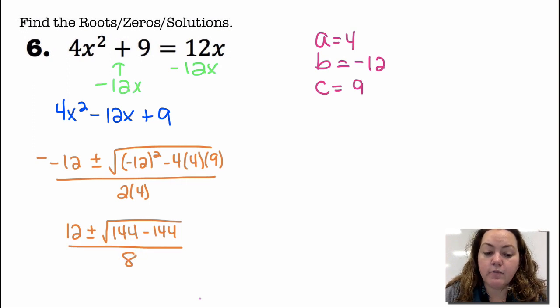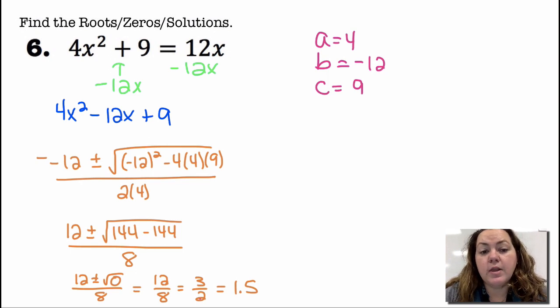144 minus 144 becomes 0. So I have 12 plus or minus the square root of 0. Well, the square root of 0 is just 0. So this is just 12 divided by 8, which becomes 3 halves, which becomes 1.5. So in this one, there's only one solution.